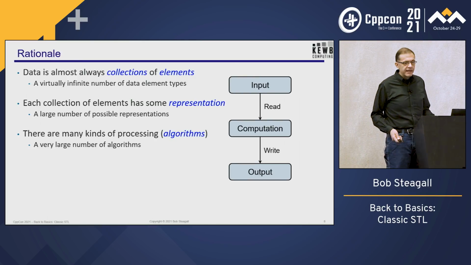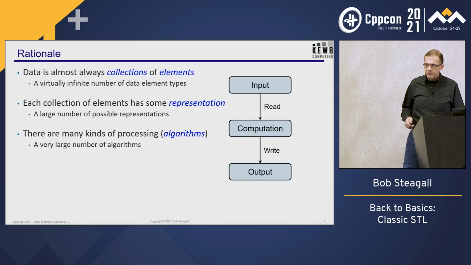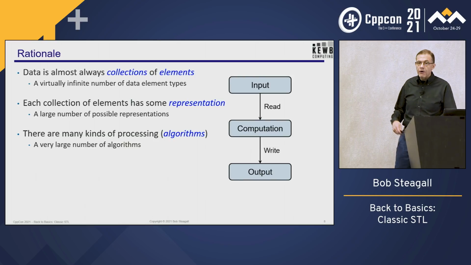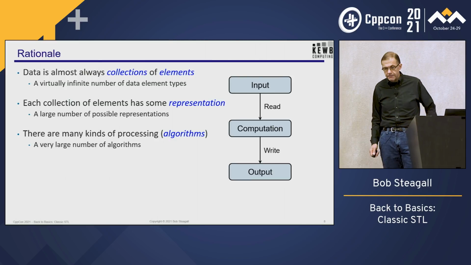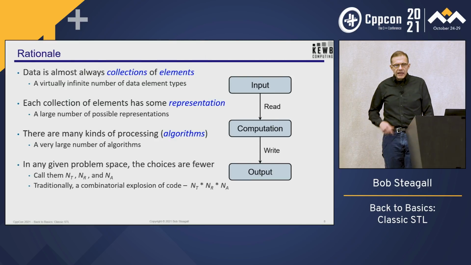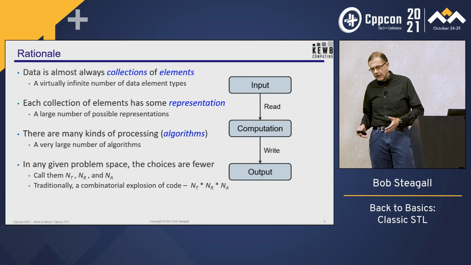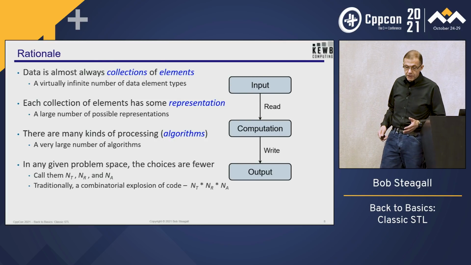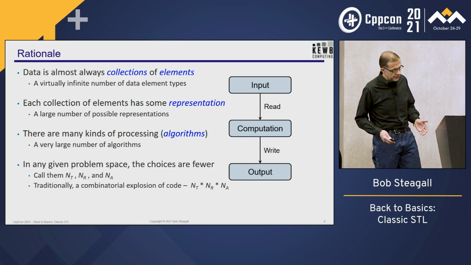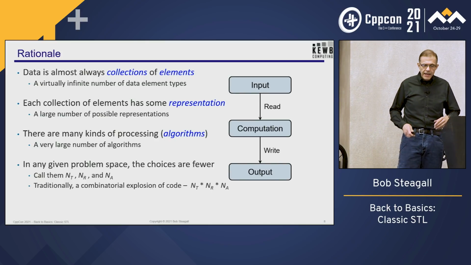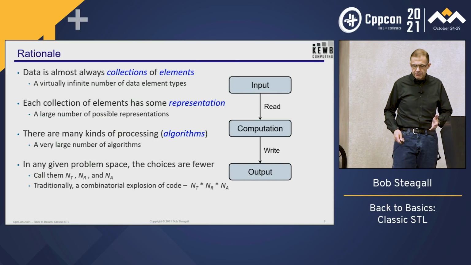There are many kinds of processing, many kinds of algorithms. There's a huge number of algorithms, far more than are even in the standard library. And so in any given problem space, there's not an infinite number of data types, but there's probably a large number. There's not an infinite number of representations, but there's a good number. And not every algorithm is applicable.